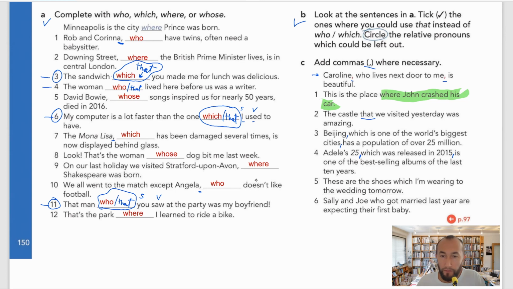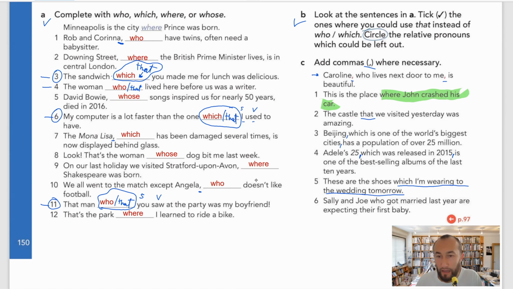Okay. Number 5, these are the shoes which I'm wearing to the wedding tomorrow. This relative clause is important, because when you remove it, a lot of meaning changes. There will be a lack of clarity. For example, there's a huge difference between the first sentence, these are the shoes, and these are the shoes which I'm wearing to the wedding tomorrow. As you can see, which I'm wearing to the wedding tomorrow is bringing a lot of clarity, a lot of information. So you can't apply a comma here.